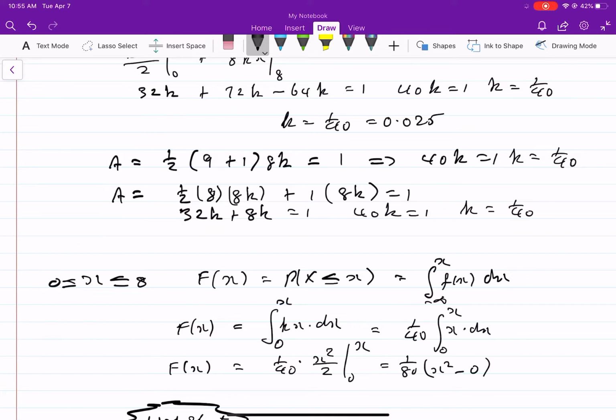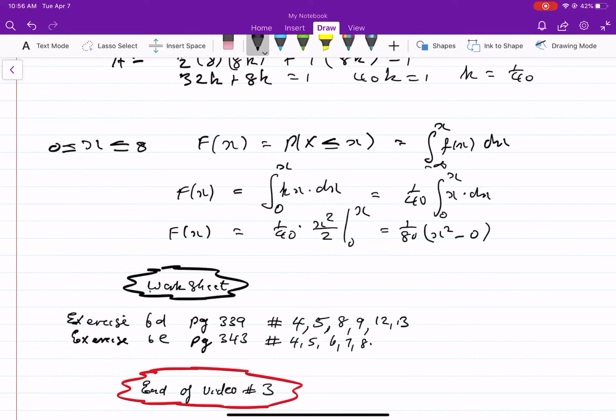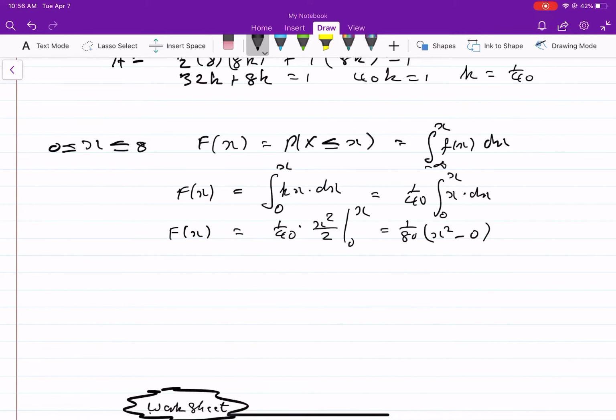Just give me a second here. Yes, 1/80 is 0.0125. I'm going to leave it as a fraction. So if I were to summarize what I just did there, for x between 0 and 8, big F of x is equal to 1/80 x squared.